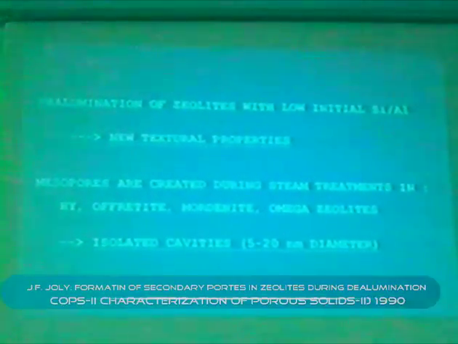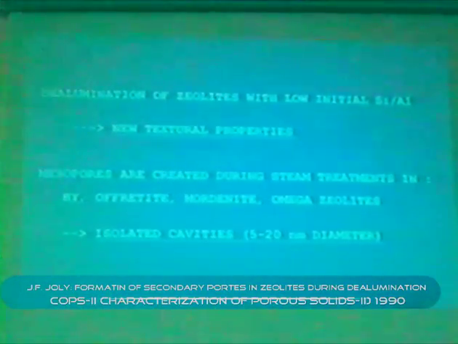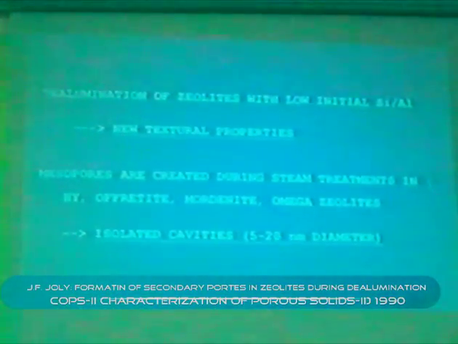Okay, so my talk is devoted to the determination of the main parameters which affect the genesis of mesopores in zeolites in the course of classical dealumination treatments. Next slide, please. The dealumination of zeolites with low initial silicon to aluminum ratio leads to materials with improved textural properties. Mesopores are created during the dealumination treatment in HY, faujasite, mordenite, and omega zeolites. And these mesopores can be described as isolated cavities with diameter in the range of 5 to 20 nanometers.